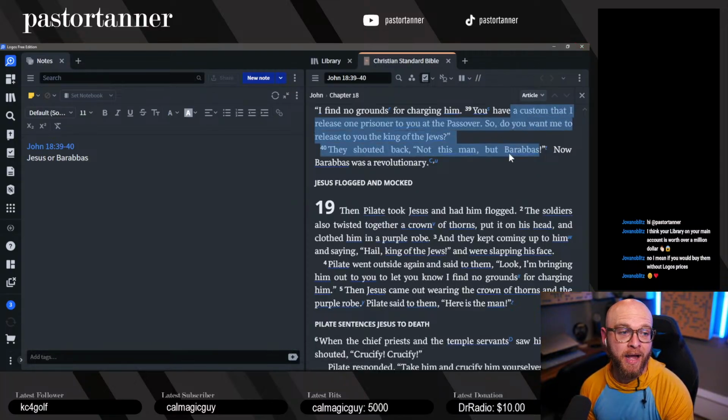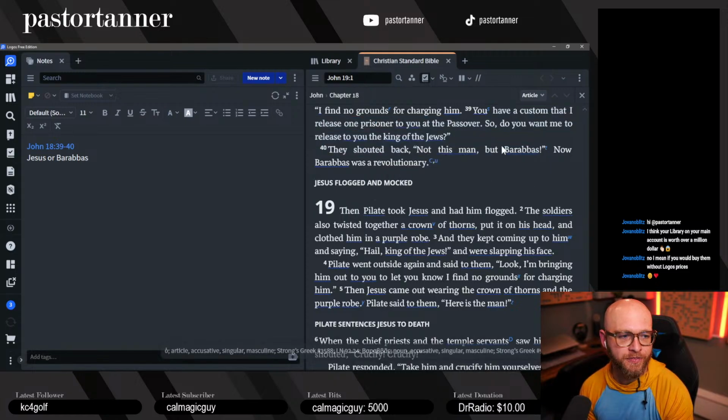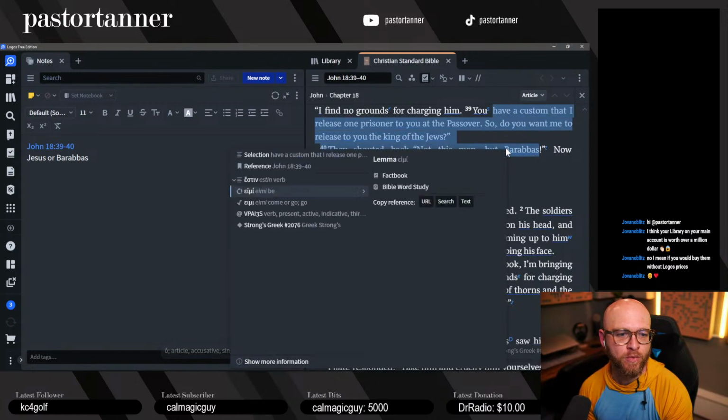So here, Pilate to the Jews: You have a custom that I release one prisoner to you at Passover. Do you want me to release to you the king of the Jews? They shouted back, not this man, but Barabbas. Now, Barabbas was a revolutionary.